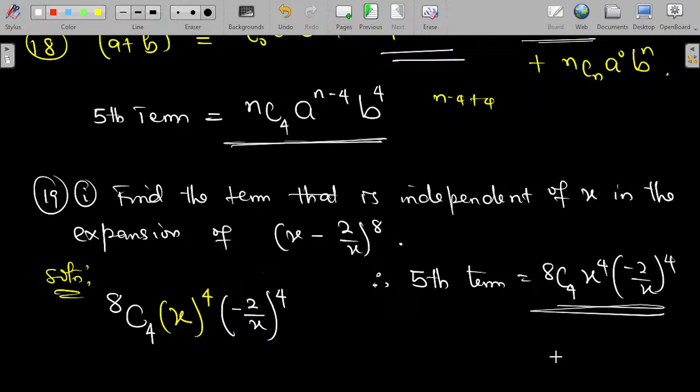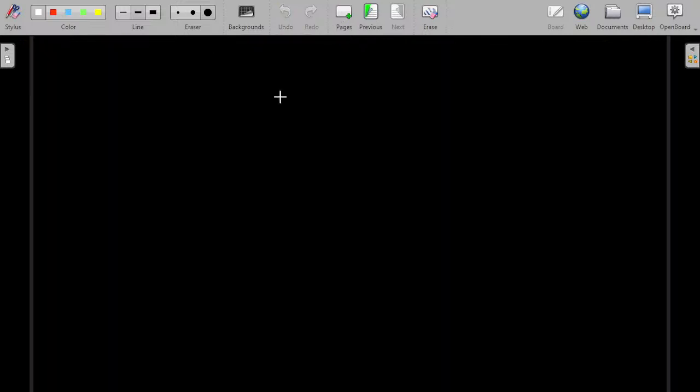Now, the second question says that you should determine the value of that term. So you can now decide to solve this and then get a value for this. To solve is just to simplify the combination and then this bracket. So let's quickly do that on another page. Okay, so for I, we are told to determine the value for that term, which we are given as 8 combination 4 x to the power of 4 into the bracket of minus 2 over x to the power of 4.